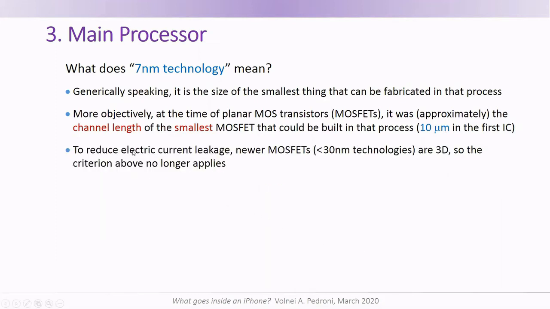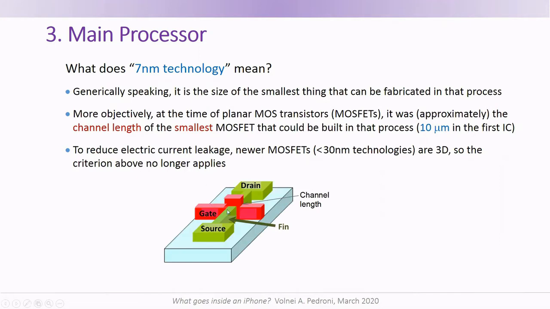To reduce electric current leakage, newer MOSFETs, typically under 30 nanometer technologies, are three-dimensional, so the criterion above no longer applies. So before, in the planar technology, the gate was just a plate over the channel, which is the region that connects source to drain. Now the gate embraces the channel. So the channel length, which is this distance here, no longer is a measurement of the technology.